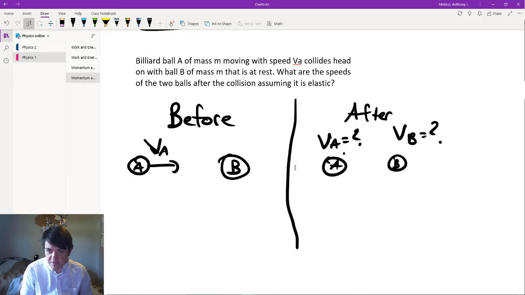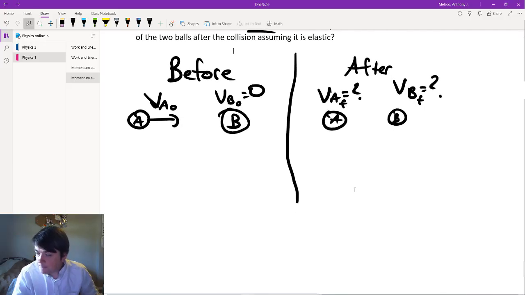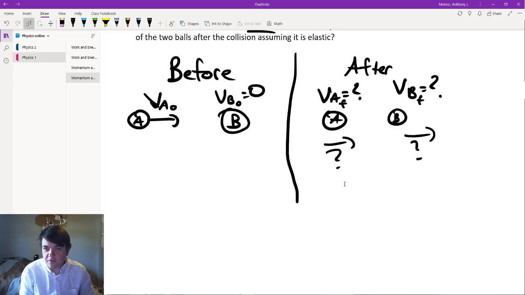Okay. And then afterwards, we don't know what's going to happen. I'm going to give these guys subscript of final, and initial as well. We do know that VB initial is 0 because it tells us it's at rest. We have no idea of the direction or what's going on afterwards, but that's what we're trying to find. What are the speeds of the two balls after the collision?